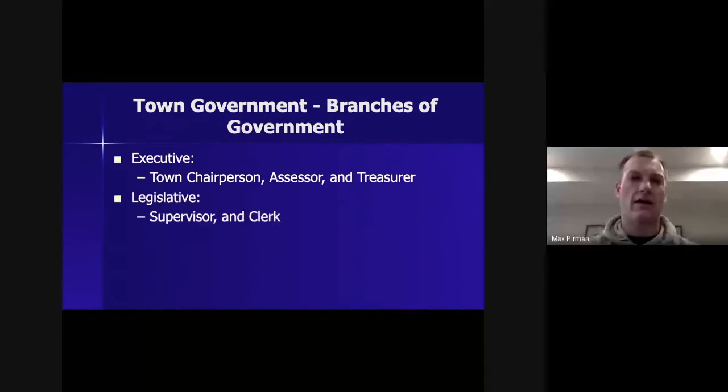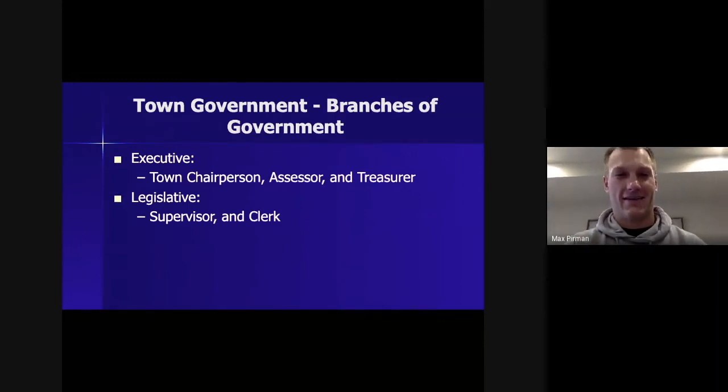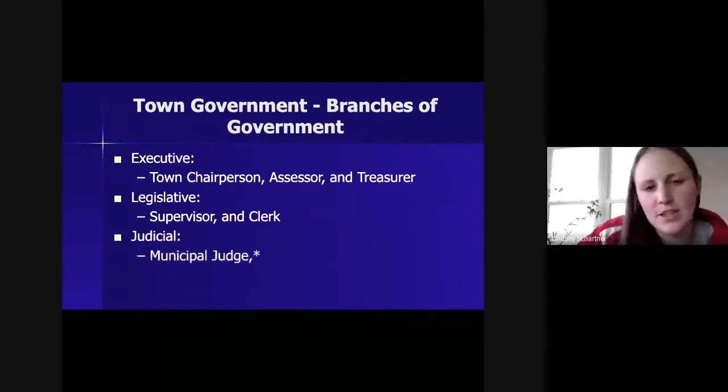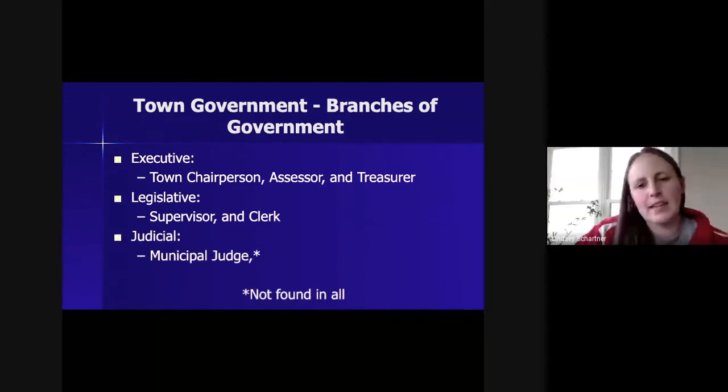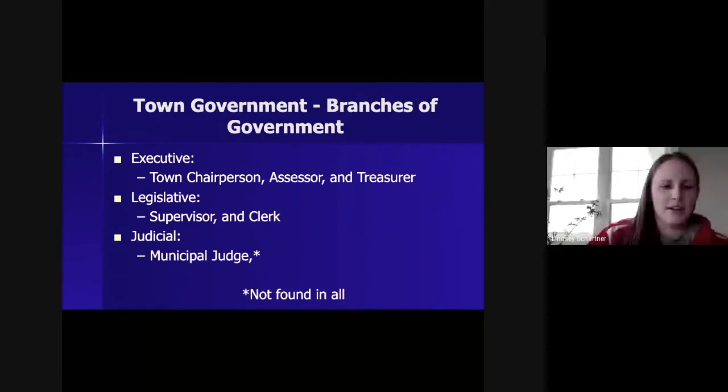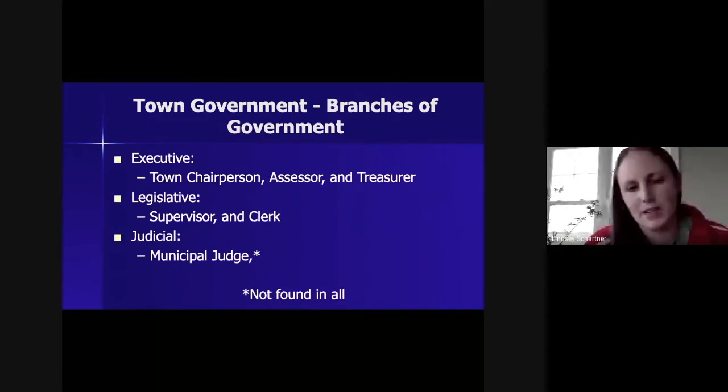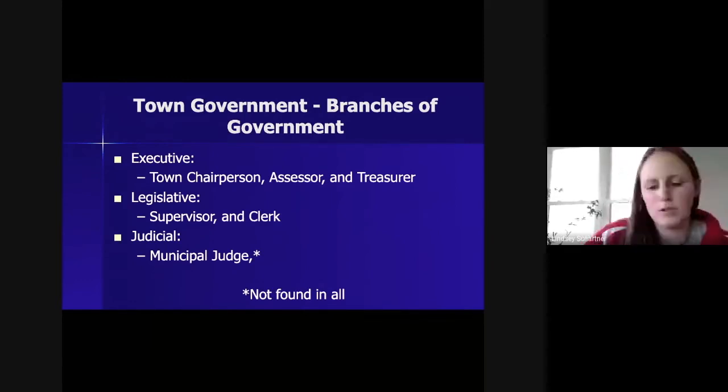So if you look to the legislature, you have the supervisors and the clerk. The supervisors make ordinances and laws, we'll say, for the town. The clerk also helps out with some of the paperwork. And then judicial is going to be the same thing as the village. They are not found in all. They're not all going to have their own judge. Most of them are going to share just because it's smart to share. Why would you pay for one when you can share? And the demand isn't going to be as much in the villages and towns as it would be in a city. So many of them will share.